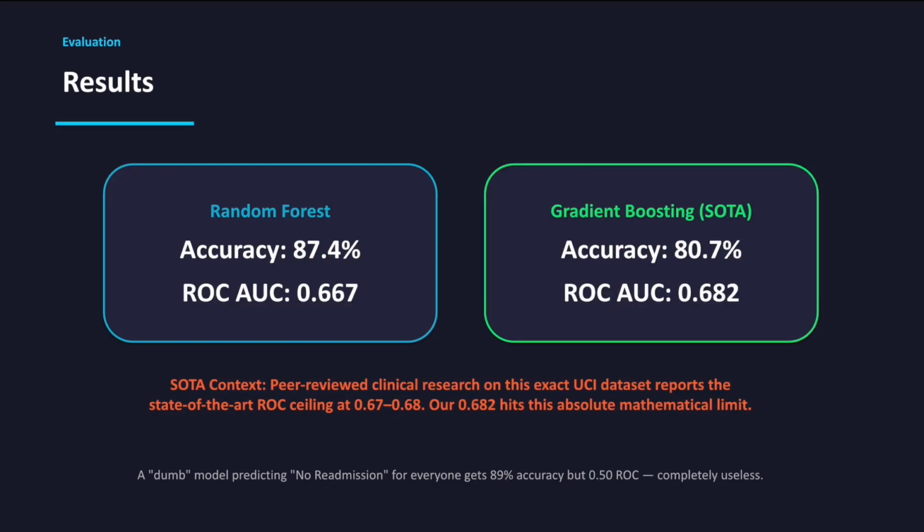ROC-AUC, on the other hand, is what matters. It measures whether the model correctly ranks high-risk patients above low-risk ones, which is exactly what a hospital needs to prioritize interventions. A score of 0.5 means the model is guessing randomly. A score of 1 means it perfectly separates every at-risk patient from every safe one. To put that in context, researchers who have published papers on this exact same dataset report a ceiling of around 0.67 to 0.68. Our model lands right at that ceiling, meaning we are not leaving any performance on the table.